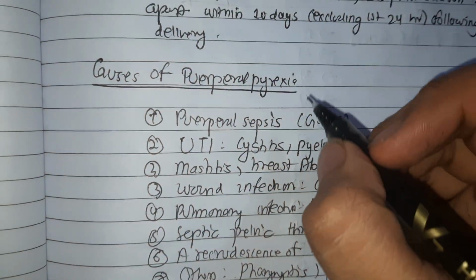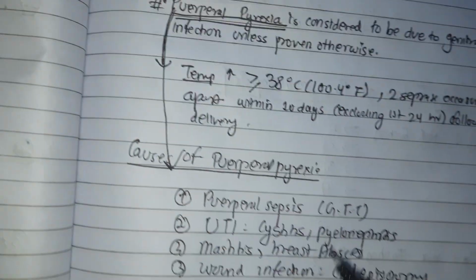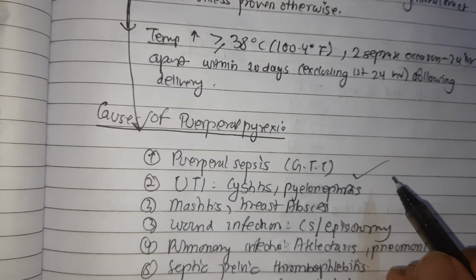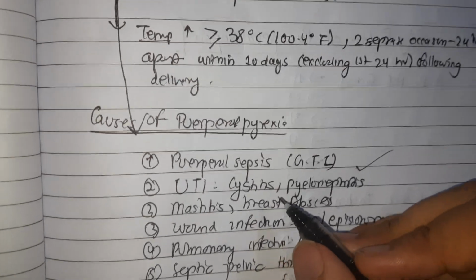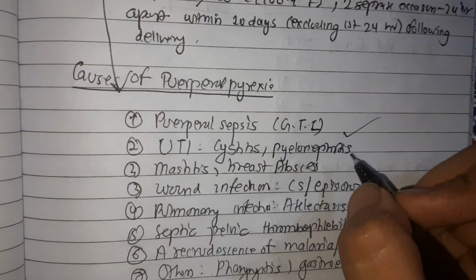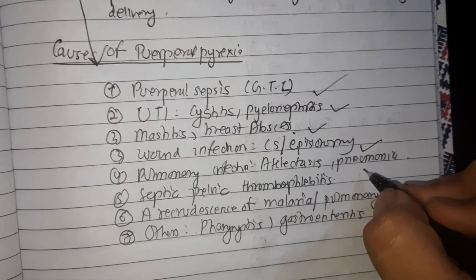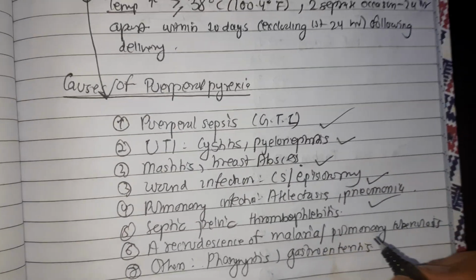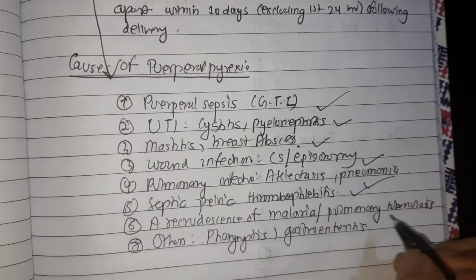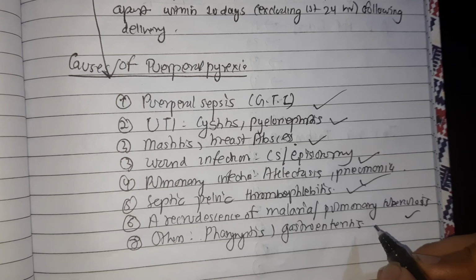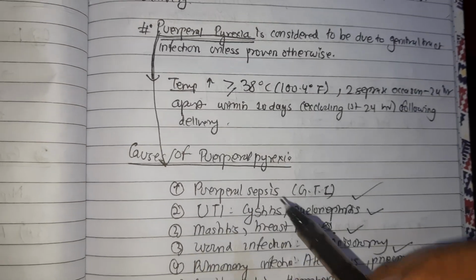Talking about other causes of puerperal pyrexia: one, the most important cause, is puerperal sepsis due to genital tract infection. Then we have urinary tract infection, cystitis, pyelonephritis. Then mastitis and breast abscess, wound infection, episiotomy, pulmonary infection or atelectasis, pneumonia. Next, septic pelvic thrombophlebitis and recrudescence of malaria or pulmonary tuberculosis. And others, pharyngitis and gastroenteritis. These are the other causes of puerperal pyrexia.